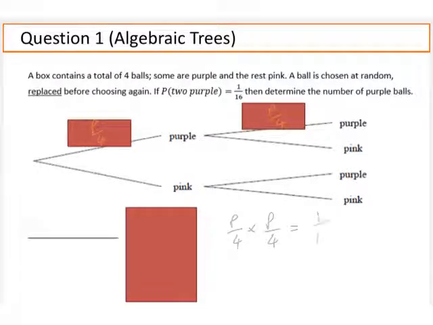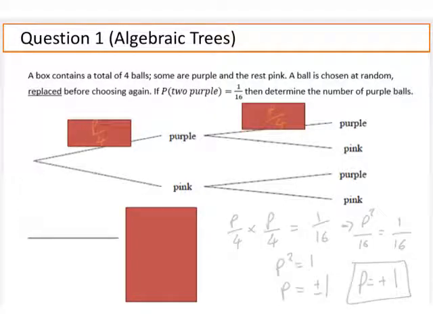Okay, we need to multiply our way through from left to right of the probability tree, choosing purple and purple. Those two probabilities multiplied together equal 1 over 16. If we multiply those two fractions together, we get p squared over 16. So p squared must be equal to 1. So p is either positive or negative 1. Now, negative 1 purple balls doesn't make any sense whatsoever, so the answer must be 1.